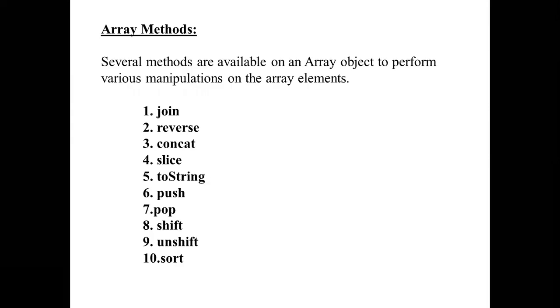Next, array methods. There are different array methods to perform various operations on array elements. Here join is used to join the elements: first you convert the elements into strings and join them. Next, reverse is used to reverse the order of array elements. Next, the sort method, which sorts the array elements in alphabetical order. Before performing the sort operation, sort converts elements into strings and sorts them in alphabetical order.